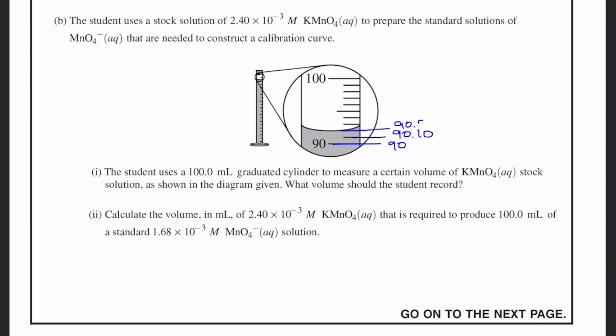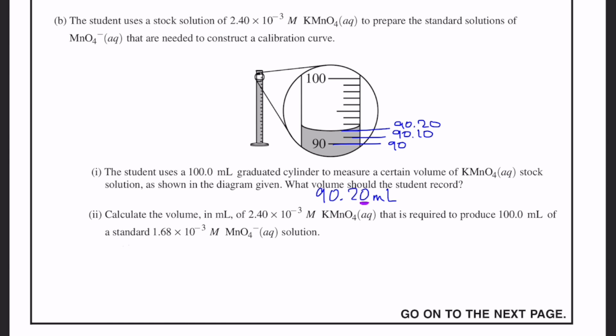So it's going to be 90.2 milliliters. And whenever you are measuring with a graduated cylinder, you want to make sure that you have one more extra decimal place than what the lines are indicating. So this is going by 0.1s, so you just want to have one more decimal place than that. So that's why there's the 0.